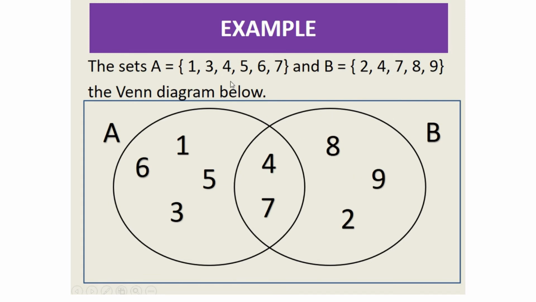Now you'll notice 4 and 7 is in both of our lists. So 4 and 7 goes in this middle bit, the overlap of our two circles, and this is what we call the intersection of our two sets. So what I'd like us to have a go at doing now is going the other way as well.